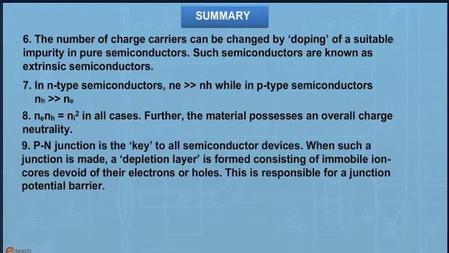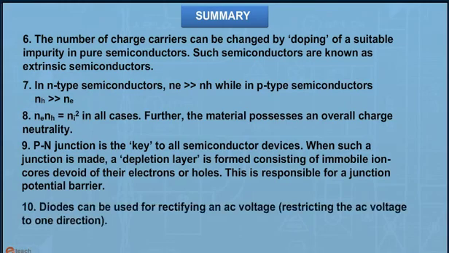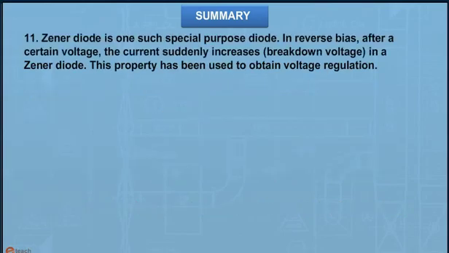PN junction is the key to all semiconductor devices. When such a junction is made, a depletion layer is formed, consisting of immobile ion cores devoid of electrons or holes. This is responsible for a junction potential barrier. Diodes can be used for rectifying an AC voltage, that is, restricting an AC voltage to one direction. Zener diode is one such special purpose diode.